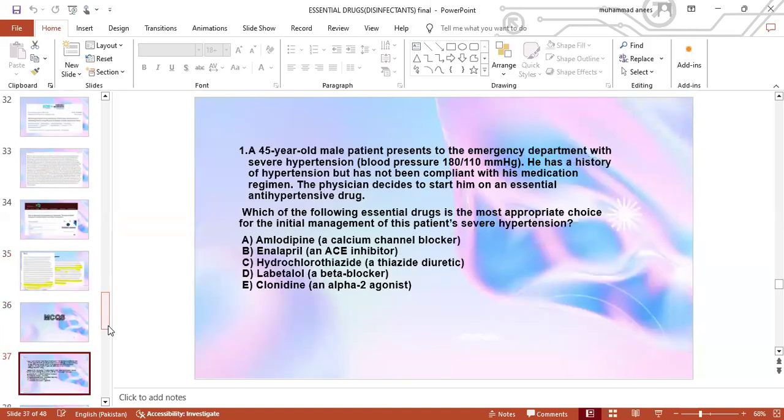Now, moving on to the MCQ part. Number 1, a 45-year-old male patient presents to the emergency department with severe hypertension, blood pressure of 180 by 110 millimeters mercury. He has a history of hypertension, but has been compliant with his medication regime. So the physician decides to start him on an essential antihypertensive drug. Which of the following essential drugs is the most appropriate choice for the initial management of this patient's severe hypertension? A is amlodipine, B is hydrochlorothiazide, D, a beta blocker, labetalol would be the correct answer.